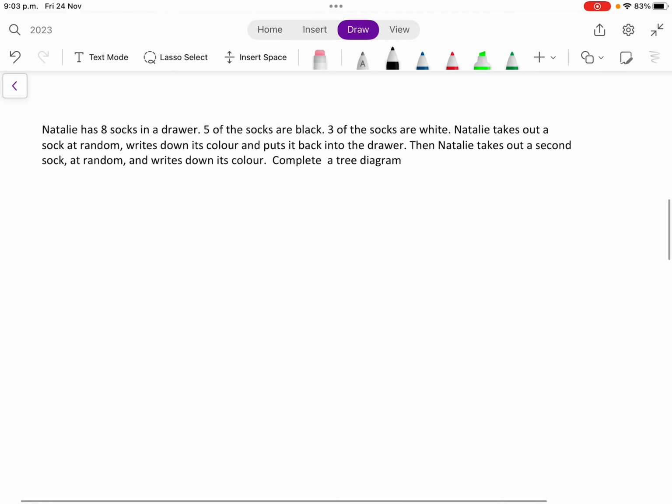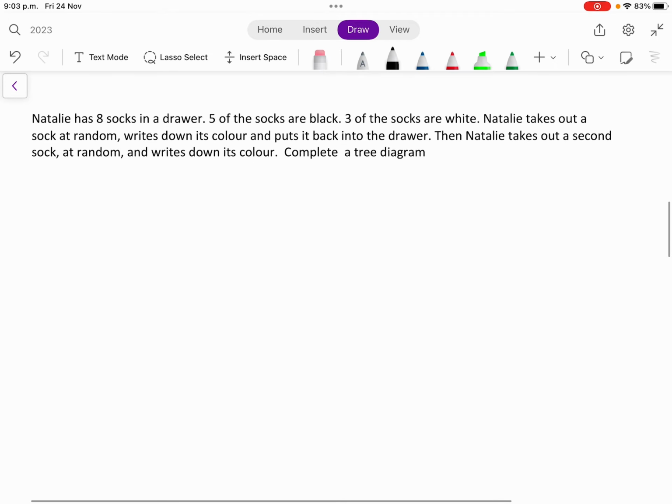Okay, let's work on another question. Natalie has 8 socks in a drawer. 5 of the socks are black and 3 of the socks are white. She takes out a sock at random, writes down its color and puts it back into the drawer. This is the keyword here. Putting it back into the drawer means the situation is not changed and the events are independent. Then Natalie takes out a second sock at random and writes down its color.